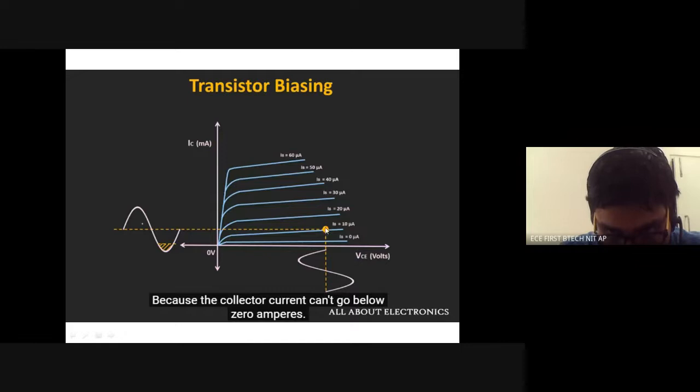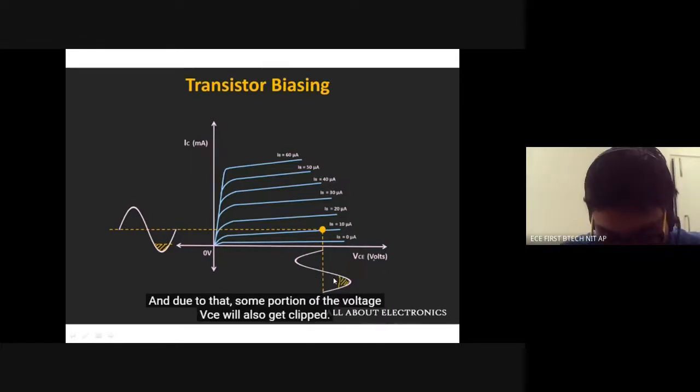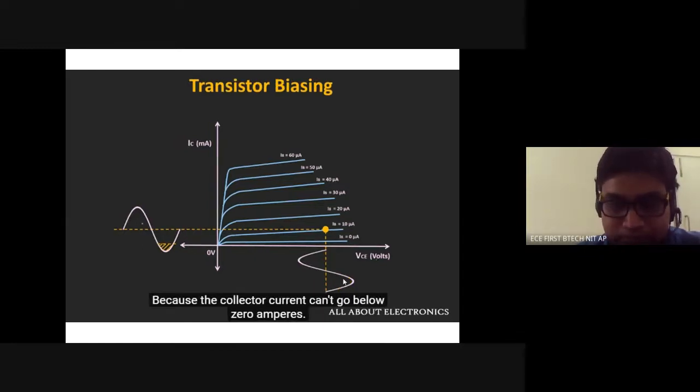So if you can see here, the same thing happens: whatever input we are applying, we won't get the proper output, because this portion is clipped off. We don't get the proper magnified output of the input signal with all the contents kept intact at the output. That means some portion of the voltage VCE gets clipped.